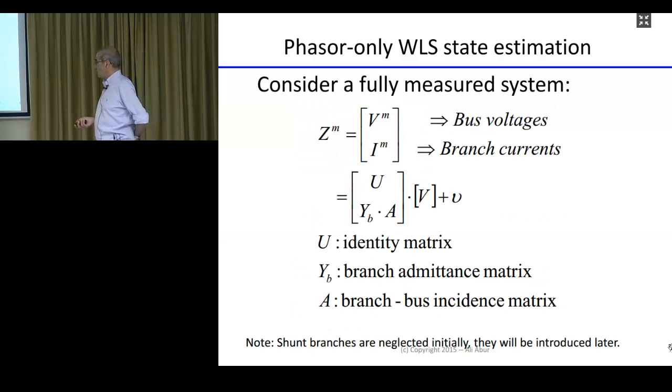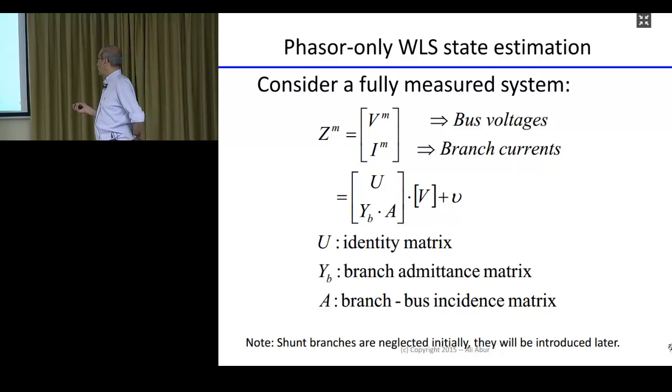For the sake of simplicity, we are going to assume that we are measuring everything possible. That means we are measuring all the bus voltages in the system. These are complex values because we are talking about phasors. So these are the voltage phasors at each and every bus in the system. And we are also measuring currents along each of the branches in the system from one end. If we write it out like that, the measurement vector looks like this, a bunch of voltage phasors and a bunch of current phasors.